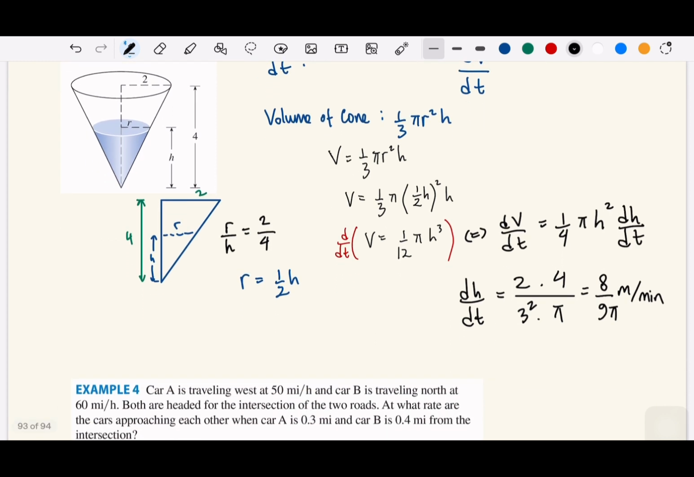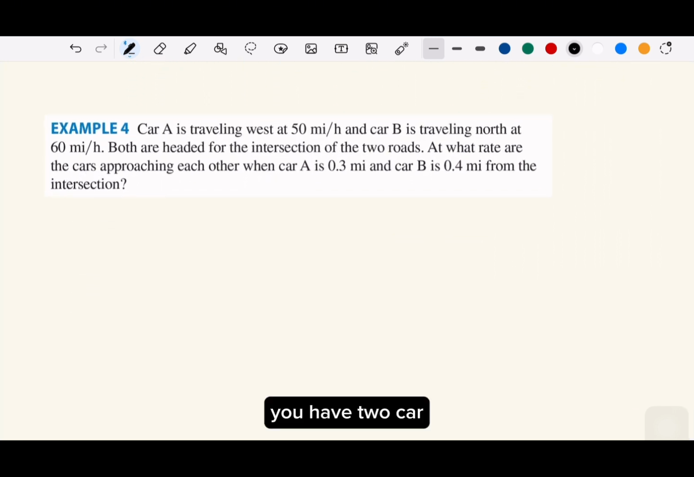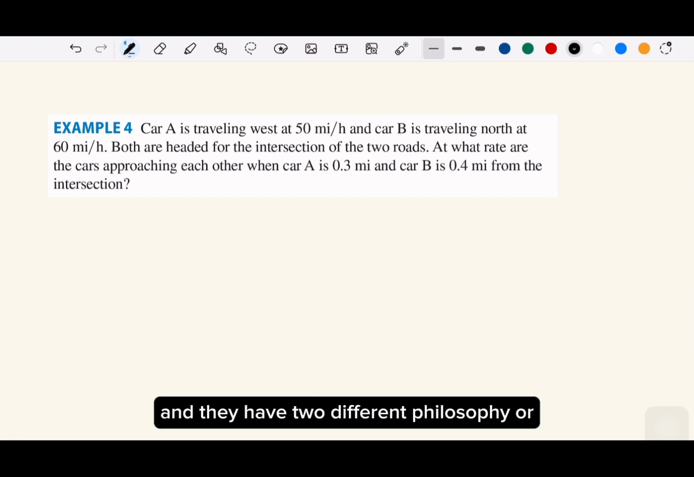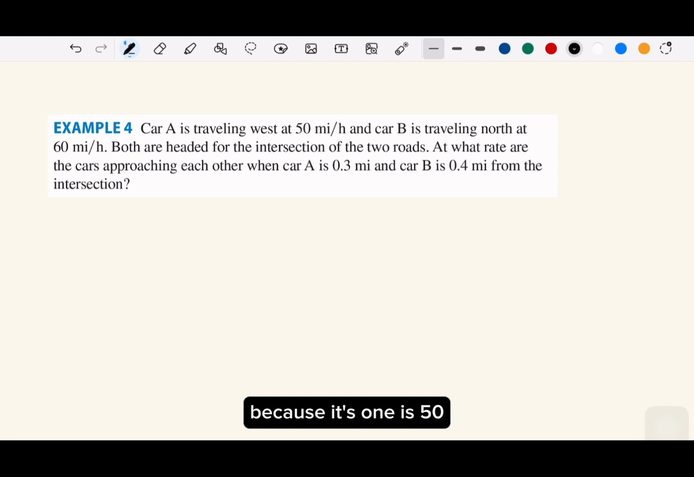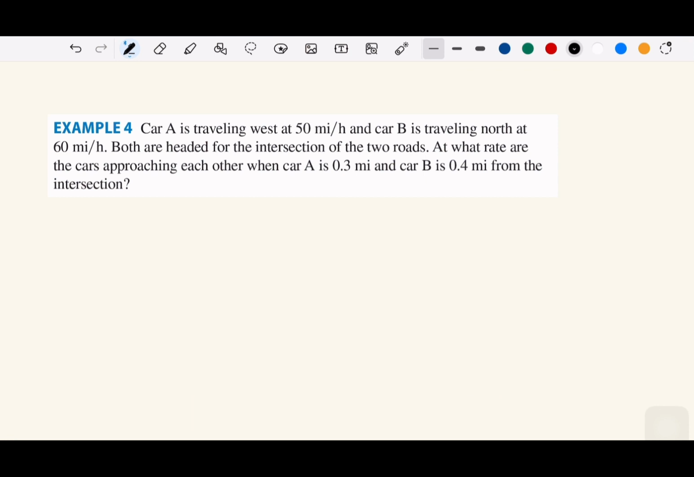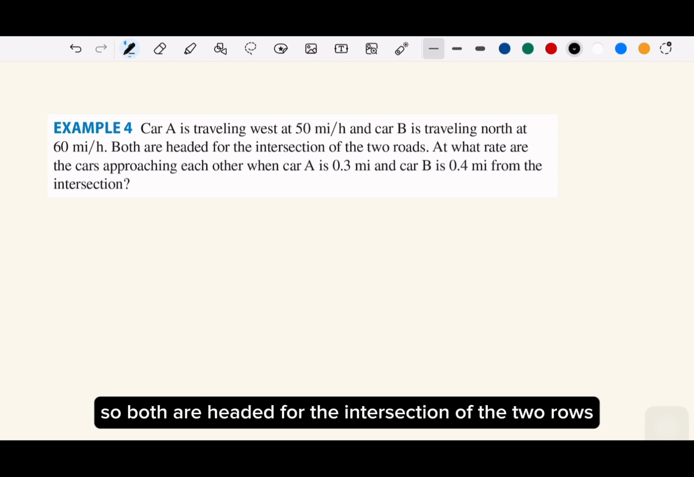Okay. Another question is this. You have 2 cars, car A and car B. Car A is traveling to the west. Car B is traveling north. They have 2 different velocities, this one is 50 miles per hour. But don't worry about metric here, because we don't really care much. That is for physics problems. Both are headed for the intersection of the 2 roads.